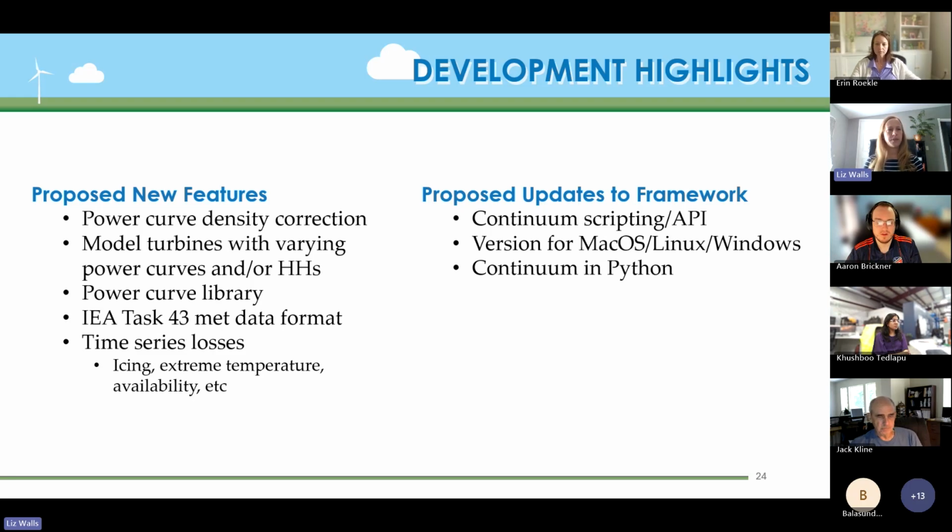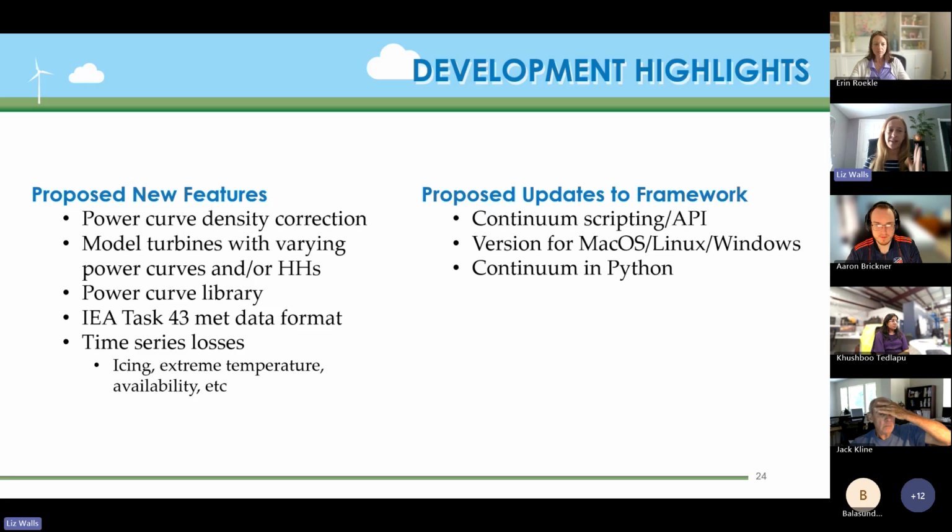The next one is to have a built-in power curve library, and I think this would be very cool. So right now you have to import a CSV with your power curve information every time you build a model. But we're thinking it would be nice if there was a library that you could access that has power curves and thrust curves built in that you could add to your collection over time, just to make it easier to access those power curves.